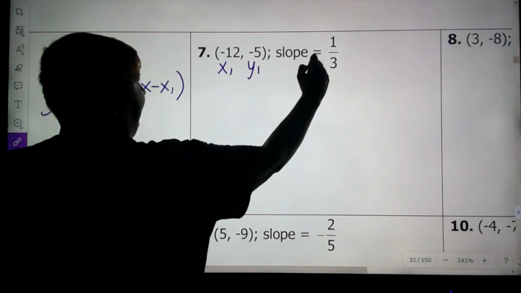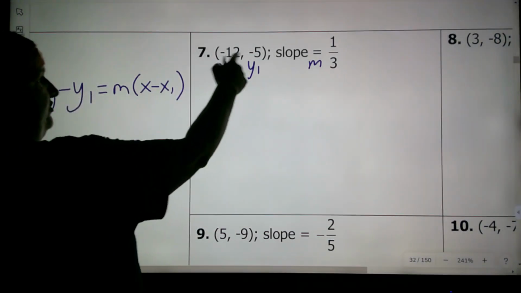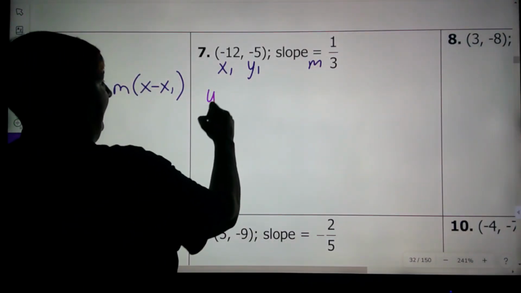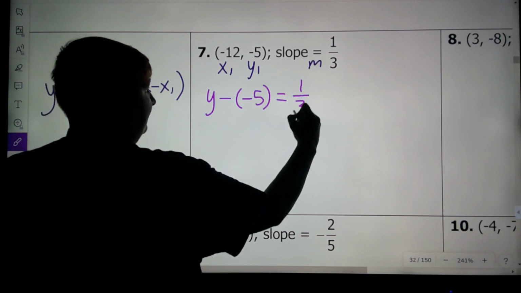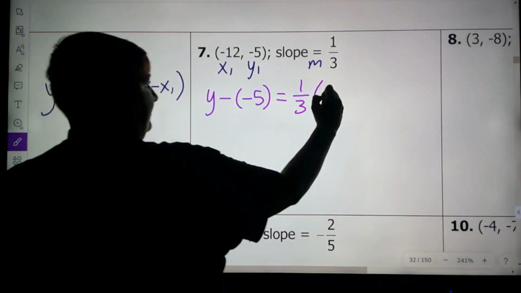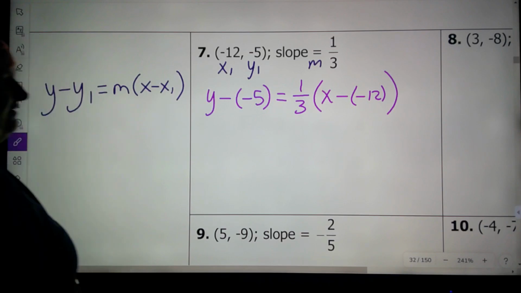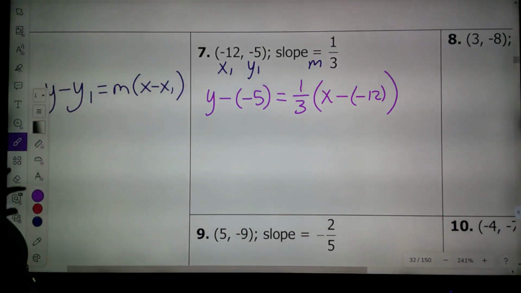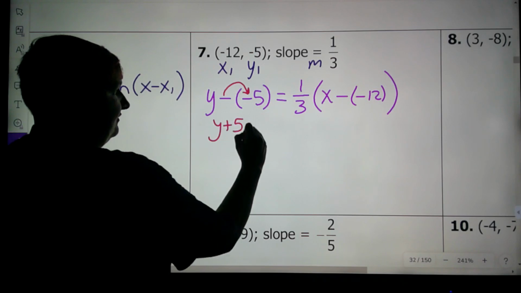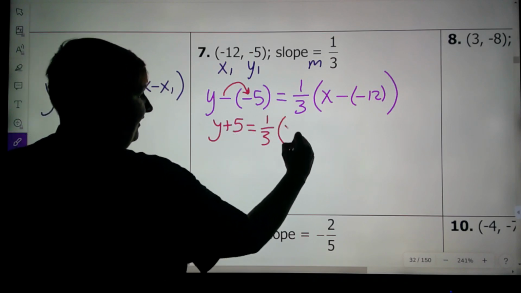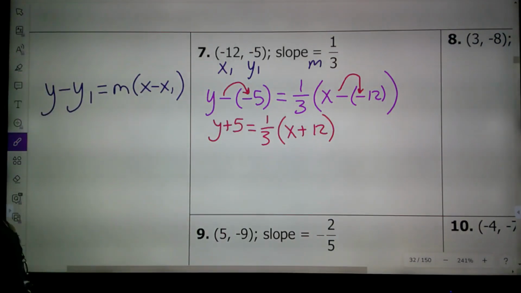First x, first y, m. Substitute. y minus y1. Ooh, there's a lot of negatives. Be careful. y minus y1 is equal to m times x minus x1. Like I said, lots of negatives. Keep track. Negative times a negative is a positive. Now distribute.